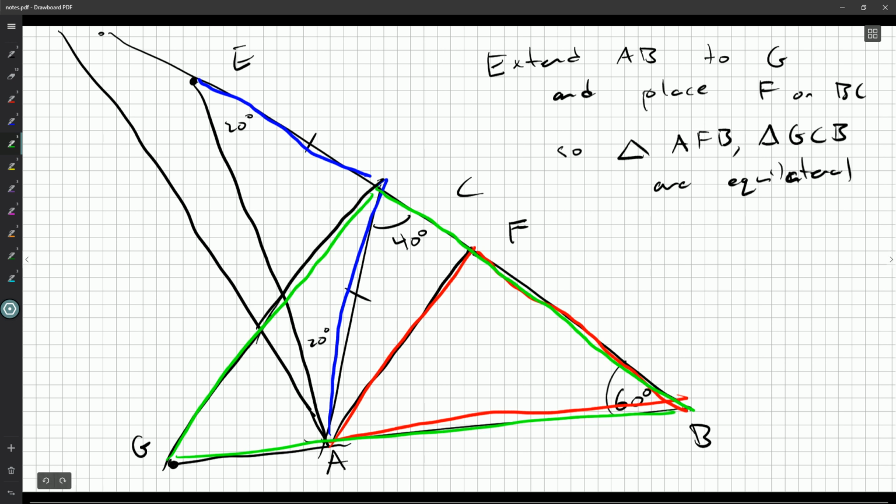We don't quite know. Now, I've got this 20 here, and if this is 60, then this is 20 degrees as well. So we actually have another little isosceles triangle hidden in here. So that's kind of cool. We might call this point of intersection H.